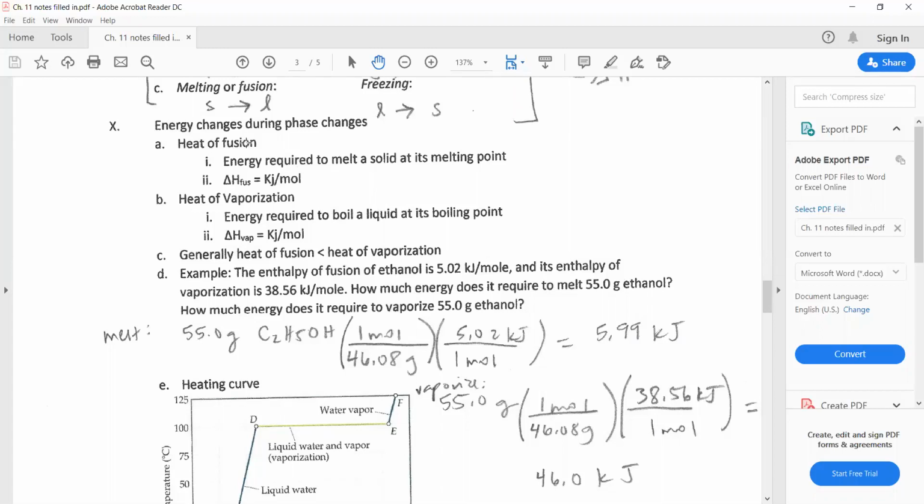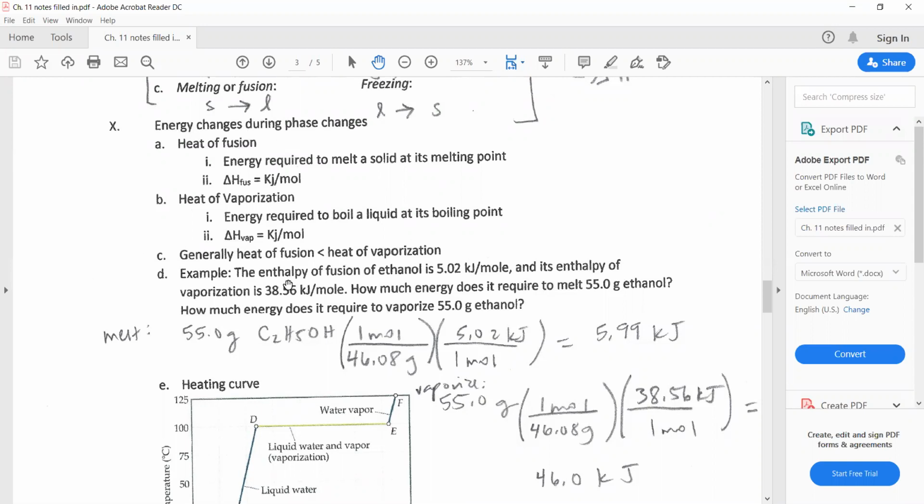heat of vaporization. Heat of fusion is the energy required to melt a solid at its melting point. And it's written here as delta H of fusion in kilojoules per mole. We'll look at an example down here. And heat of vaporization is the energy required to boil a liquid at its boiling point. And it's delta H of vaporization, kilojoules per mole. Generally speaking, heat of vaporization is much greater than heat of fusion because vaporization pulls molecules apart from liquid to gas, which is a much bigger change than fusion, which is just going from solid to liquid.